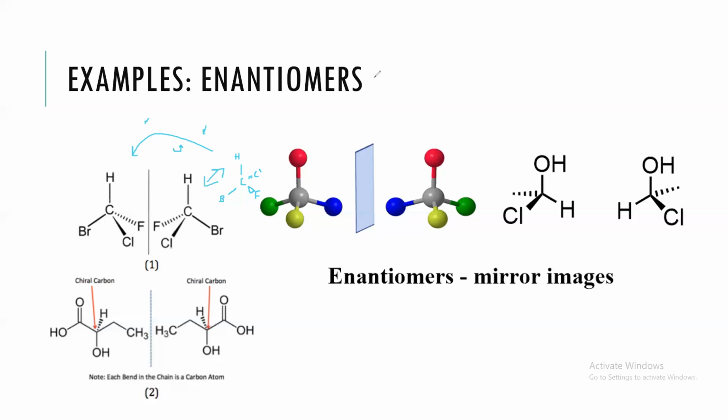Now let me clear this. And this is another example of enantiomers. You probably know this by now. A chiral carbon, chiral center, and mirror images that are non-superimposable. If you try to put this over this, we're not going to have them superimposed, and therefore they are mirror images and enantiomers.